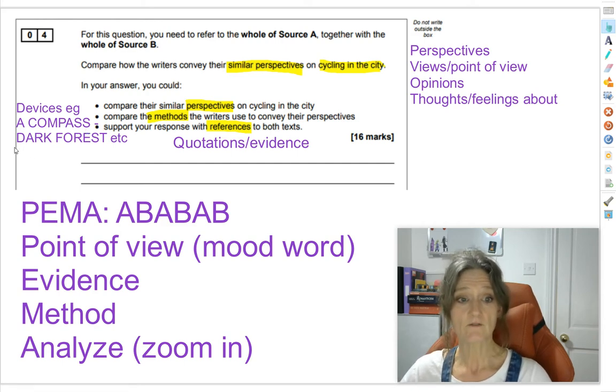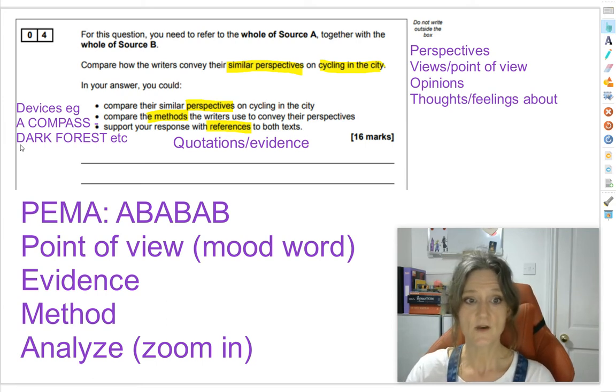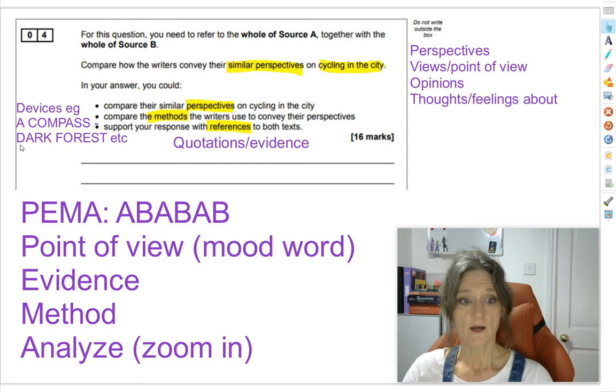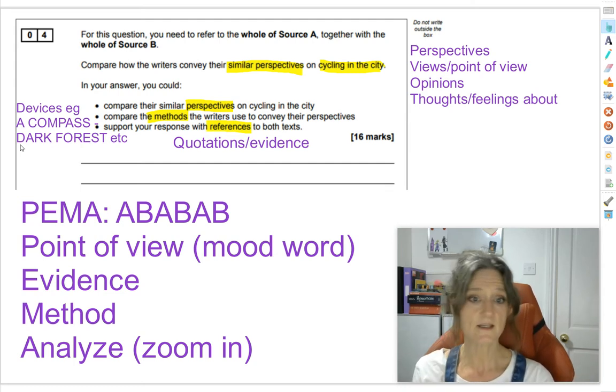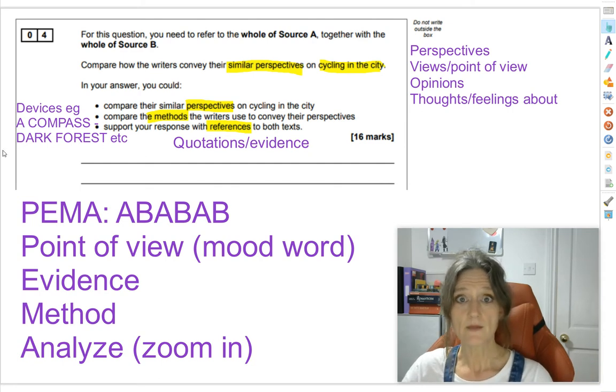Or you could be looking for the dark forest devices, the persuasive devices, things like direct address or anecdote, rhetorical questions, acknowledging the opposition, flattery, opinions, repetition, emotive language, exaggeration, the expert giving their advice, statistics, and the rule of threes. So those are all methods that writers use, but the method might be something even simpler than that.